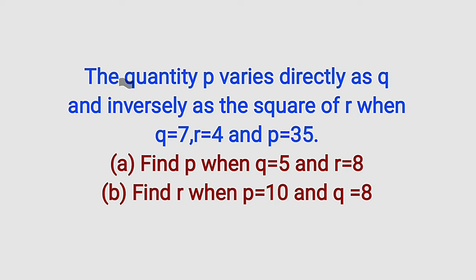And the question reads, the quantity P varies directly as Q and inversely as the square of R. When Q equal to 7, R equal to 4, and P equal to 35. We're asked to find P when Q equal to 5 and R equal to 8. We are also asked to find R when P equal to 10 and Q equal to 8. Alright, let's get started.